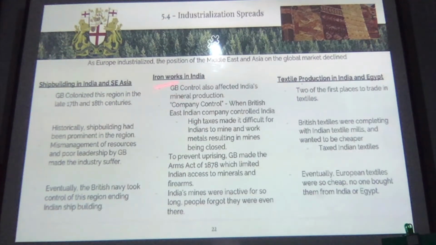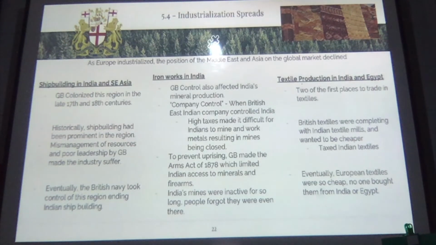You're going to see ironworks in India, which is going to take a huge hit because, once again, Britain now controls them. They control the British East India Company. High taxes made it difficult for Indians to mine and work metals, which results in mines being closed. And you see Britain has to pass some laws here to kind of put an end to that.